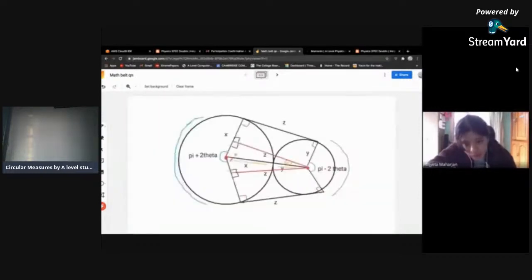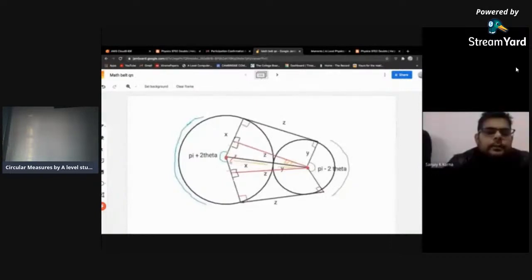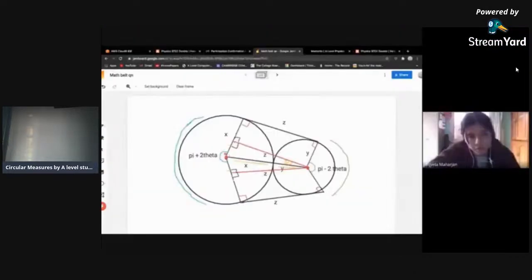We will subtract. Zoom that text a bit more, okay? Go to the text, then you have to zoom it a bit. So from this whole angle, we are trying to subtract this and this.